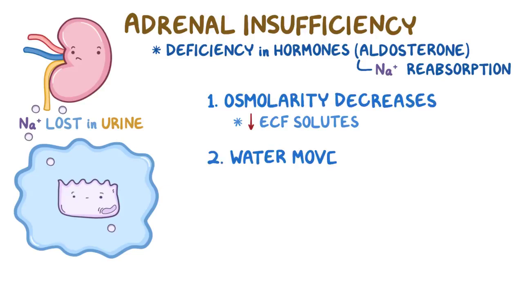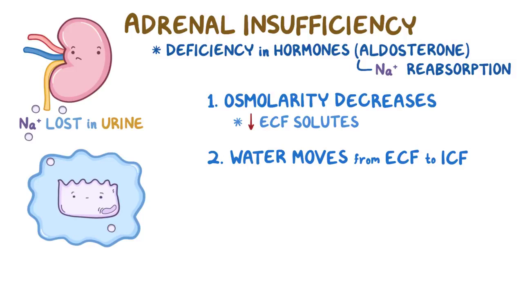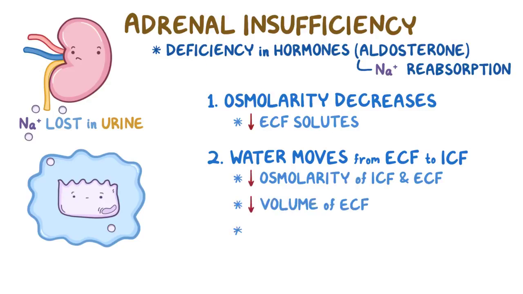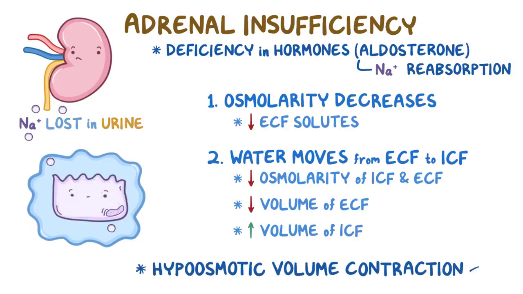This causes water to shift from the extracellular fluid to the intracellular fluid by osmosis, until both compartments have the same osmolarity. Once steady state is established, both extracellular fluid and intracellular fluid osmolarities will be lower, and the extracellular fluid volume decreases and the intracellular fluid volume increases. This means that there's a hyposmotic volume contraction.